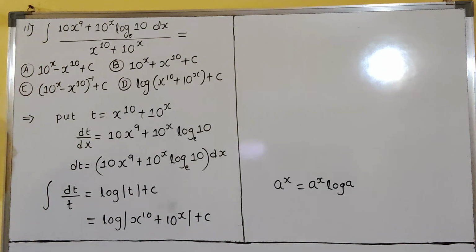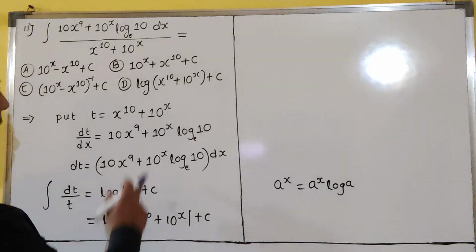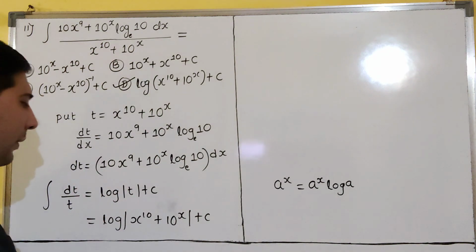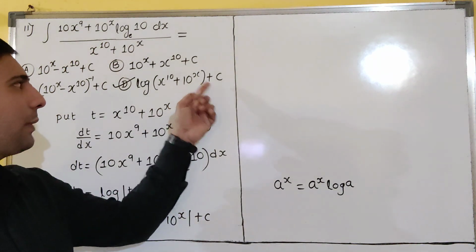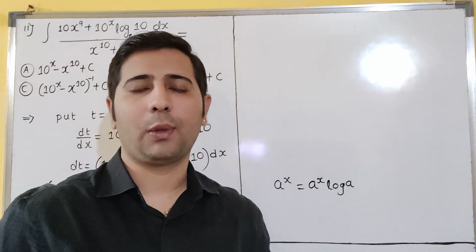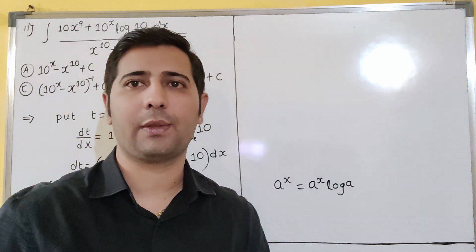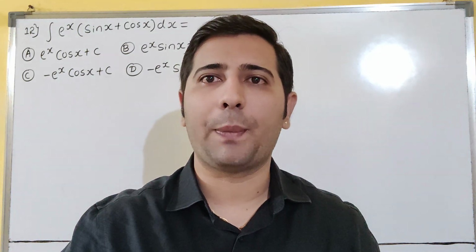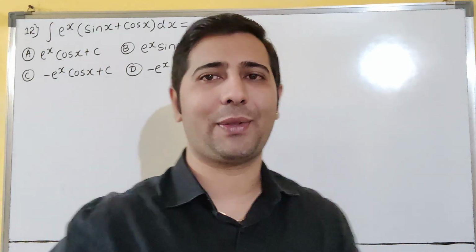We will check which option is matching. So log of x raised to 10 plus 10 raised to x, log is there in only option D. So option D is the correct one, dear students. Log of x raised to 10 plus 10 raised to x plus c, which is matching with our answer. I hope you understood. So please copy this. We'll see the next question, dear students. I hope all of you have copied. Now let us see the next question.